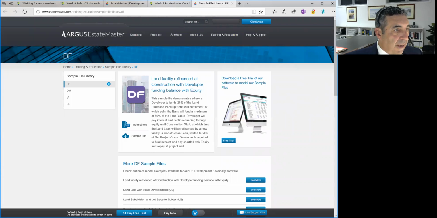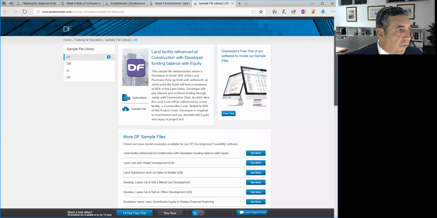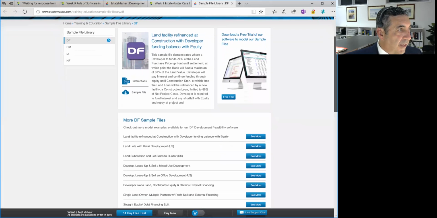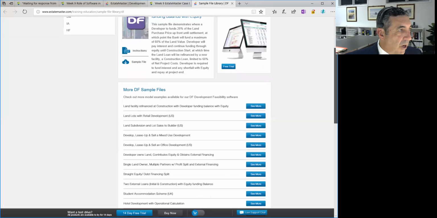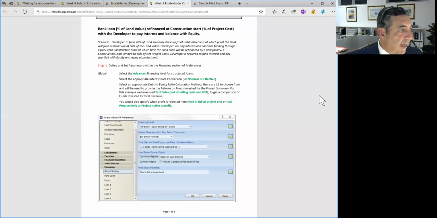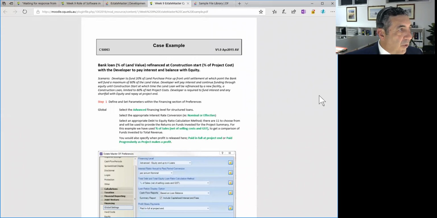As I mentioned in the lecture, you can find a free trial available, and this will provide you with an opportunity for funding. Now, I mentioned some sample files that are available, and in terms of the case example, here we have a bank loan refinanced with a construction start, and you'll see that it provides for a realistic scenario of a developer funding 20% of a land purchase price until settlement. Then the bank will take over. But you'll see that the ratios change.